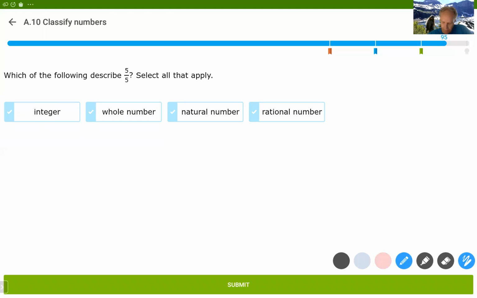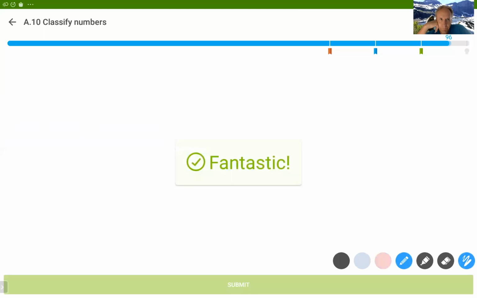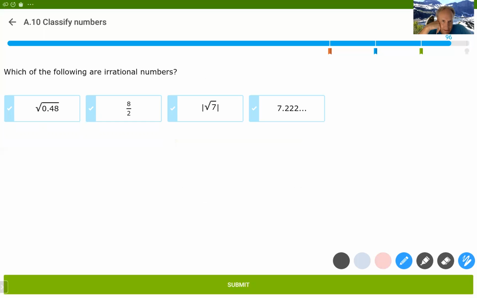So the following is 5/5. Since 5/5 is equal to 1, it is natural, rational, whole, and it happens to be an integer as well. Irrational. The absolute value doesn't affect it any. The square root of 7 is still an infinite non-repeating decimal.